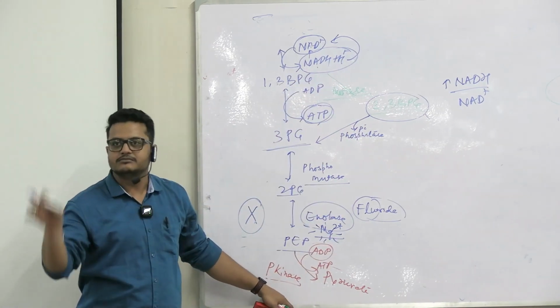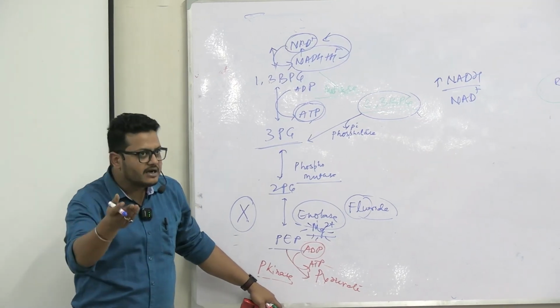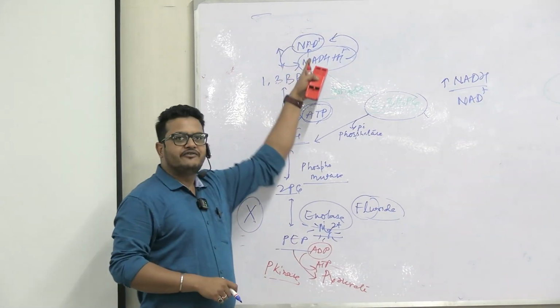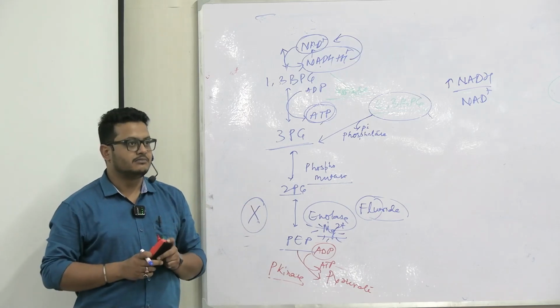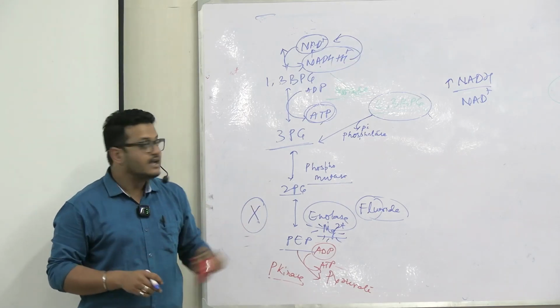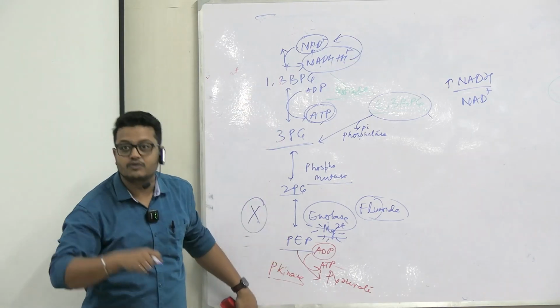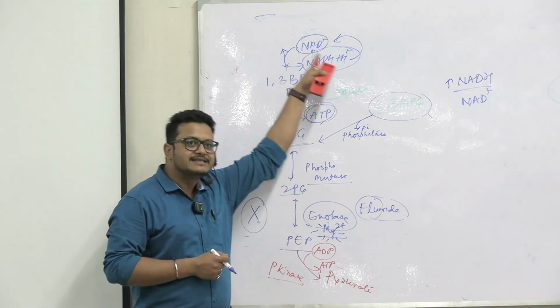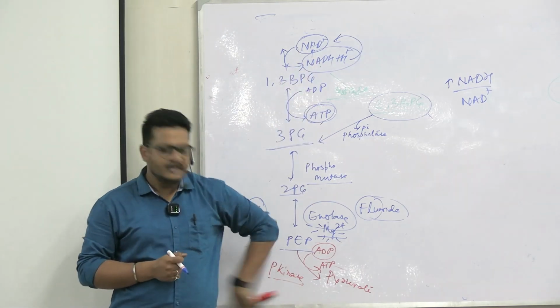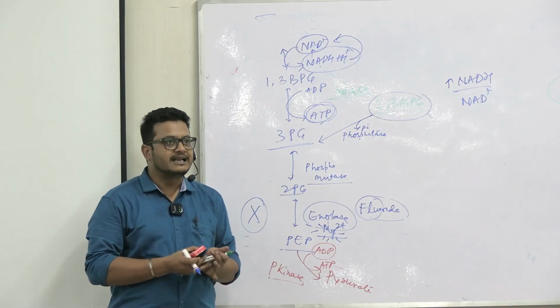It is getting formed. There will be a moment when the concentration of NAD plus will fall down. There is no more NAD plus. As a result, the glycolysis has to shut down. It has to get blocked, because this reaction requires NAD plus to proceed. Yes or no? Is that clear? Am I clear?